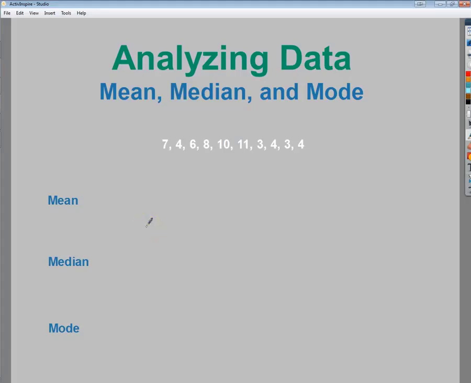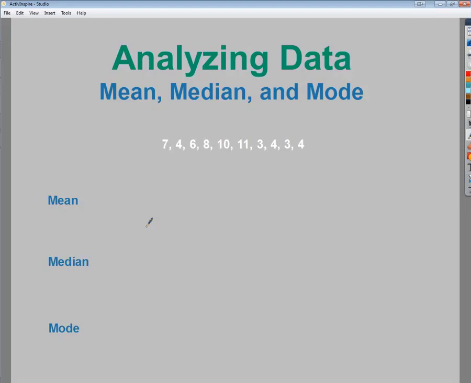In this video I'm going to talk about analyzing data. Specifically, I'm going to talk about mean, median, and mode. This is considered to be one variable statistics. It's not a graphing relationship where you have an x, y. You just have single numbers that you're working with.